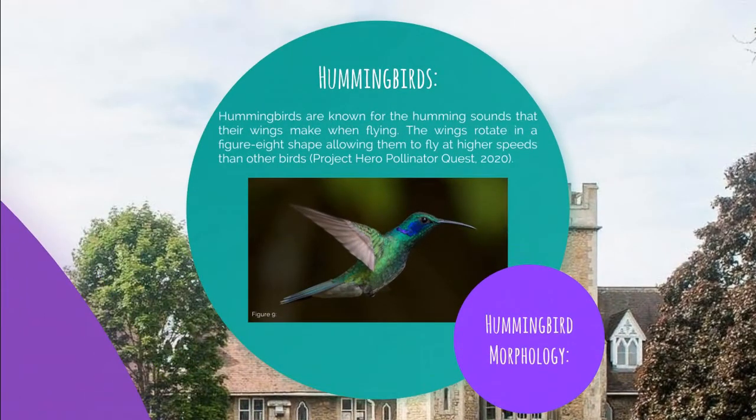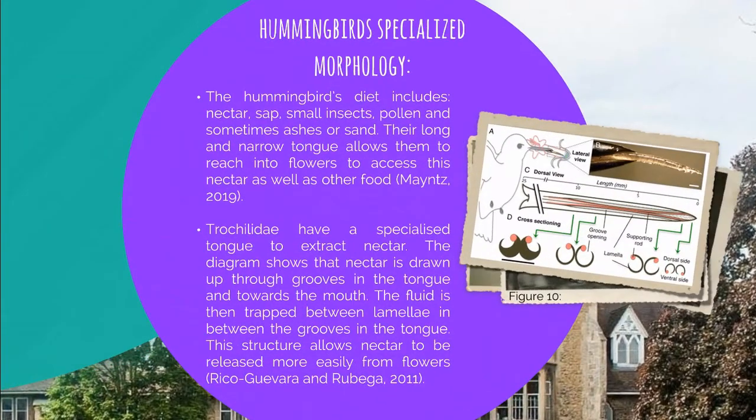Hummingbird morphology. Hummingbirds are known for the humming sounds that their wings make when flying. The wings rotate in a figure-8 shape, allowing them to fly at higher speeds than other birds. Hummingbirds' specialized morphology. The hummingbird's diet includes nectar, sap, small insects, pollen, and sometimes ashes or sand. Their long and narrow tongue allows them to reach into flowers to access this nectar as well as other food.